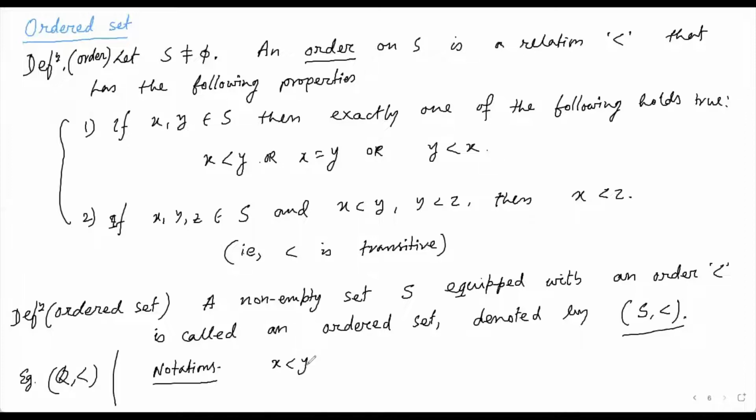And we have some notations. x less than y is equivalent to writing y is greater than x. Okay, so this symbol is called greater than. Second, x less than or equal to y, by this we mean that either x equal to y or x less than y. Okay. So these are the notations.